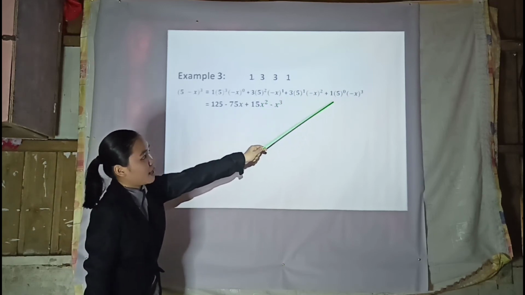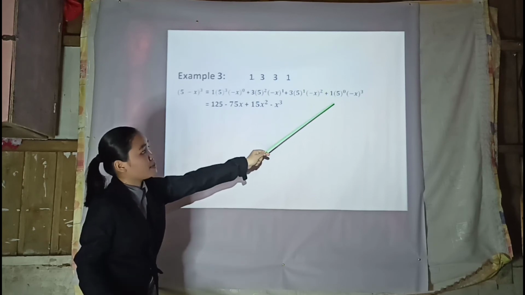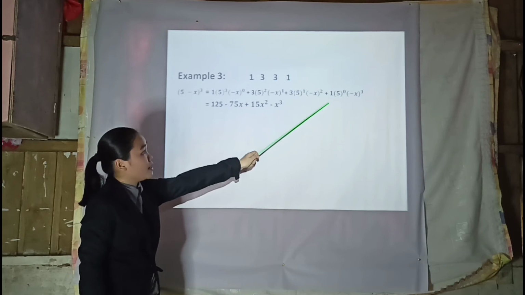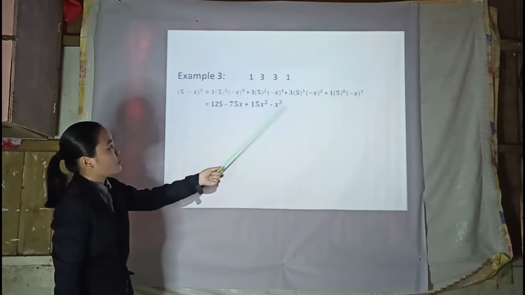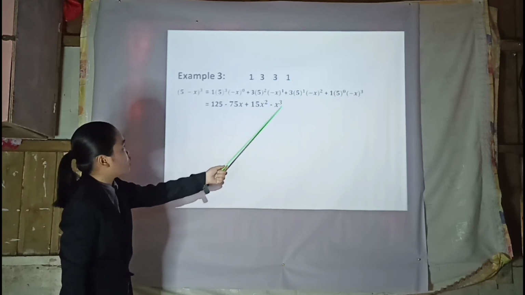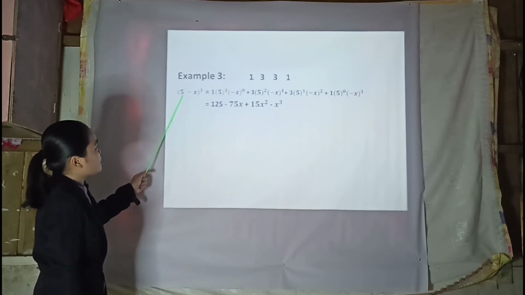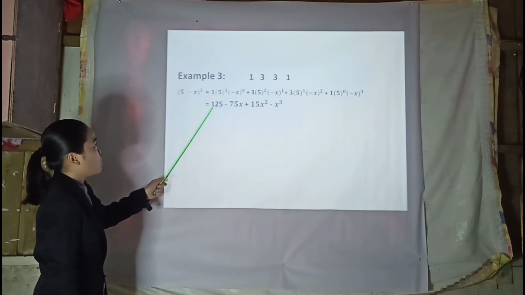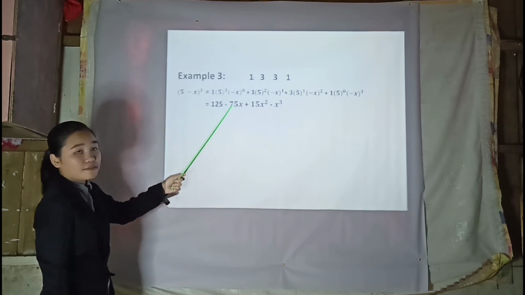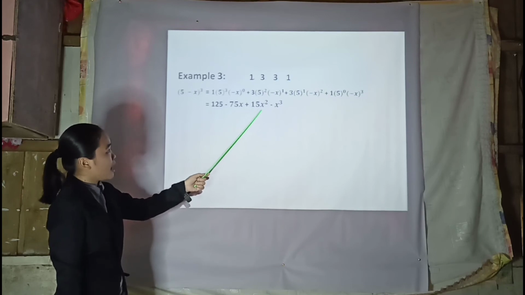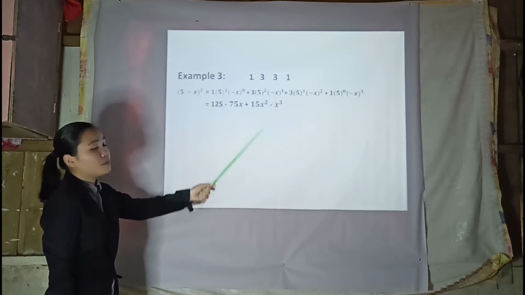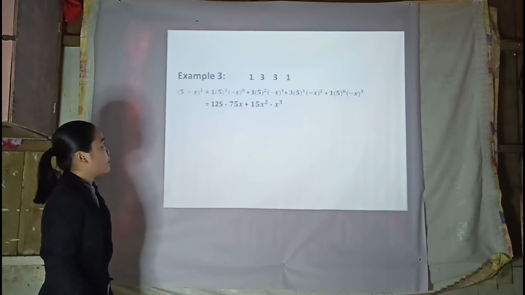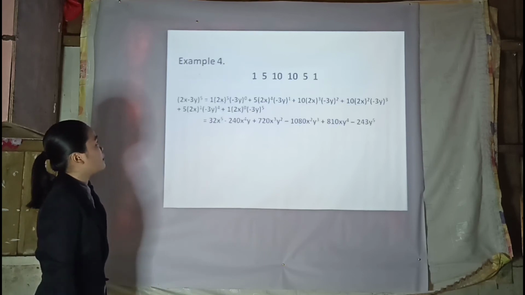Plus, 1 times 5 raised to 0 times negative x cubed. So, since the exponent of the negative number is odd, the answer is negative x cubed. So, the final answer for this expression, 5 minus x cubed, is equal to 125 minus 75x plus 15x squared minus x cubed. So, questions? None? Okay, very good. Let's proceed to another example.